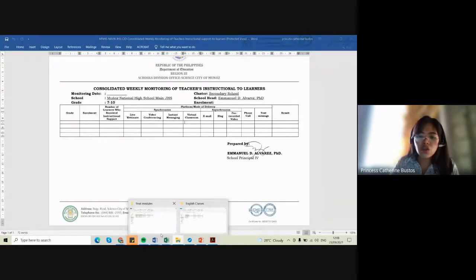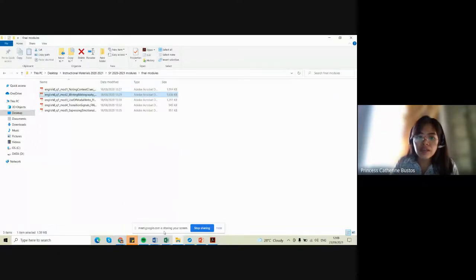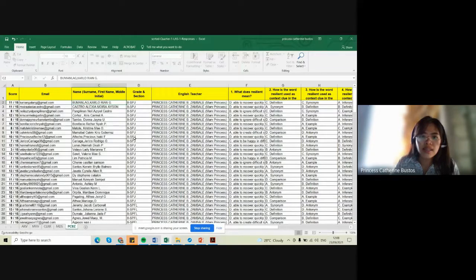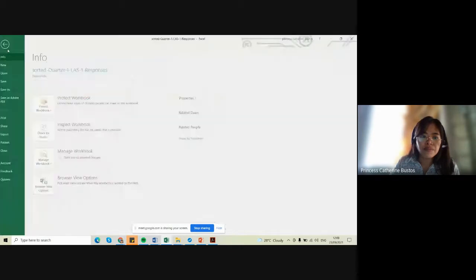It's in DOC, right? DOC. Since it is in documents. How about with Excel? Here we have Excel.